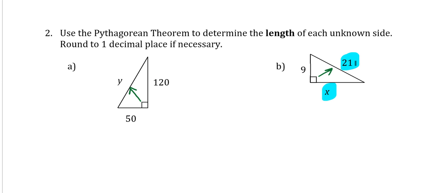So instead of adding, in the case of B, I'm going to end up subtracting. This is one of the things about Pythagorean theorem we want to know is, am I going to add or am I going to subtract? And that has to do with, are you looking for the longest side or not?